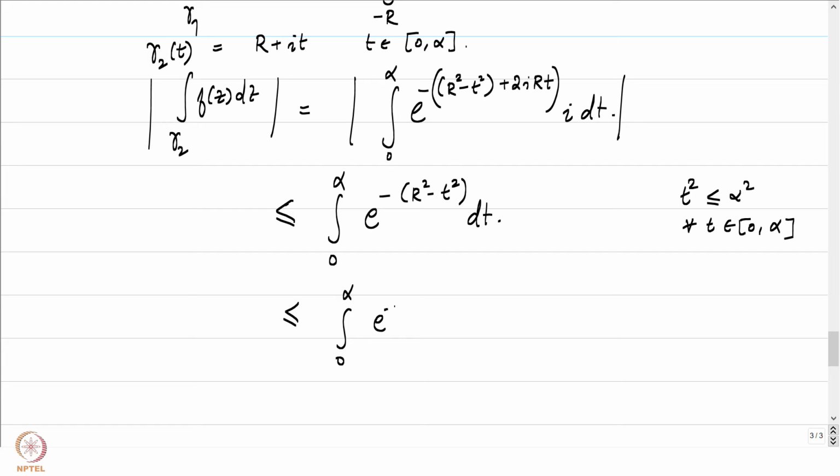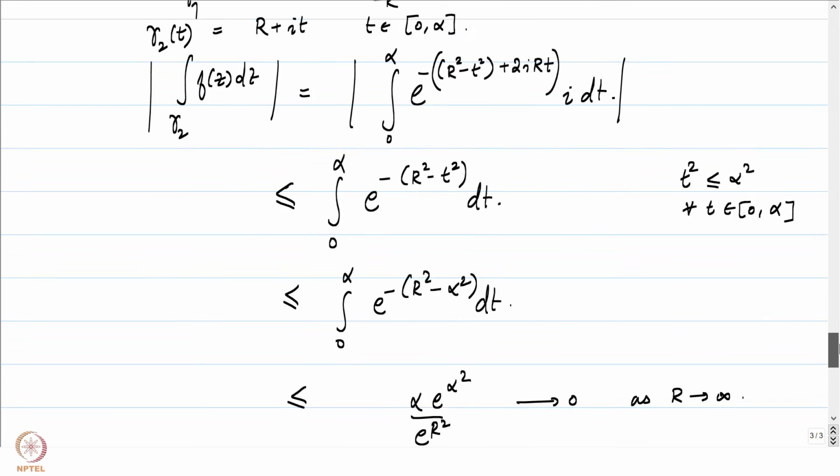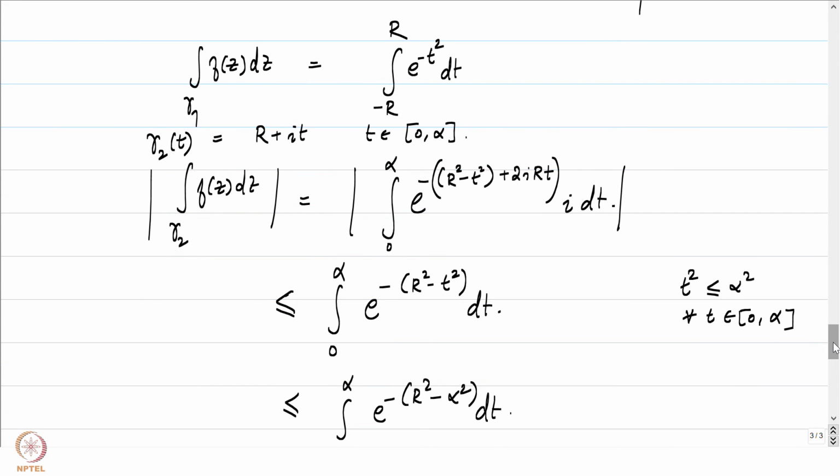This is less than or equal to the integral of e to the power minus of (r squared minus alpha squared) dt, which is less than or equal to alpha e to the power alpha squared divided by e to the power r squared. If you take the limit, this goes to 0 as r converges to infinity. So the integral of f over gamma 2 is converging to 0 as r goes to infinity.